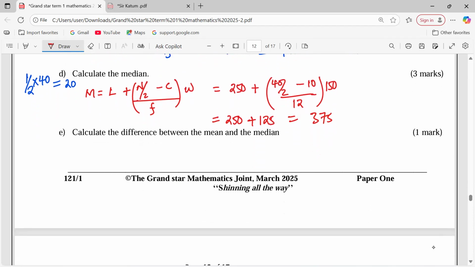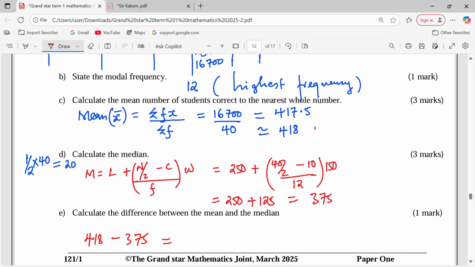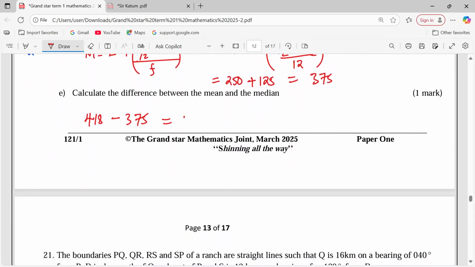And in part C, we are advised to calculate the difference between the mean and the median. So the mean was 418. The median is 375. This differs by what? 43. So we get 43.